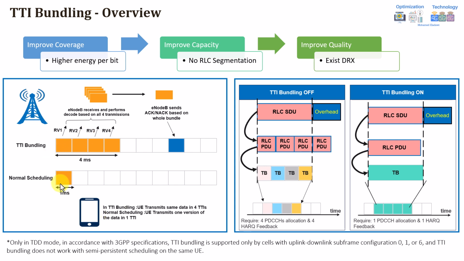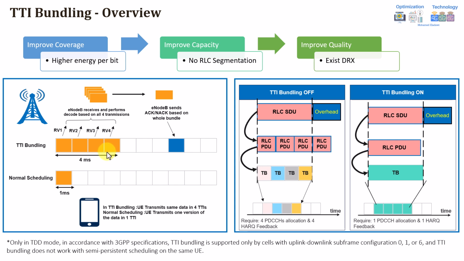How can this be done? The eNodeB will send an RRC configuration message to the user, telling him that now he is in the TTI bundling state, so he can start using the TTI bundling scheduling. As you can see in the figure, before, in the normal scheduling, the user was transmitting one transport block. Now the same data will be sent 4 times in 4 consecutive TTIs, but with different redundancy versions.